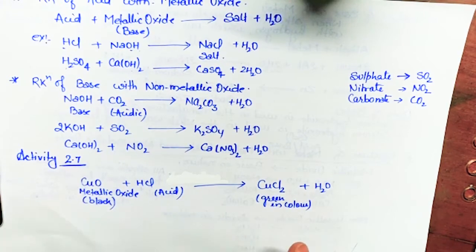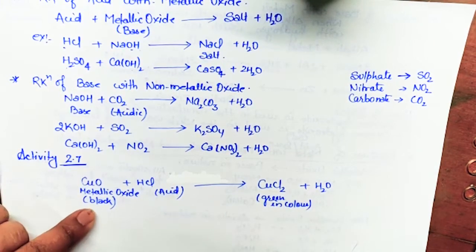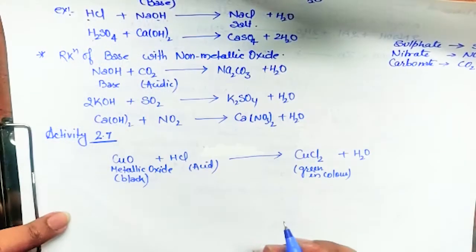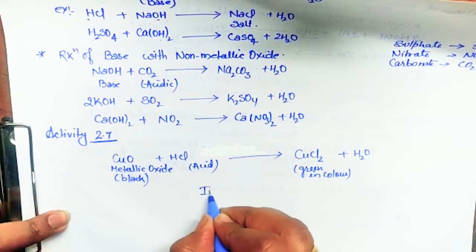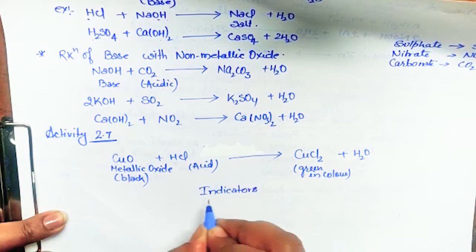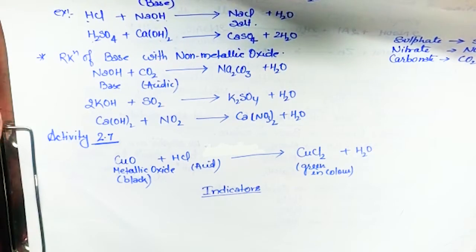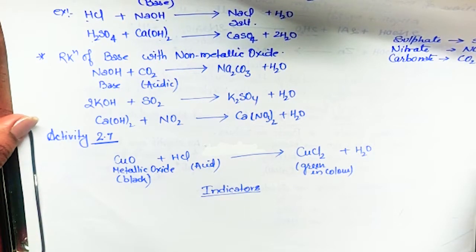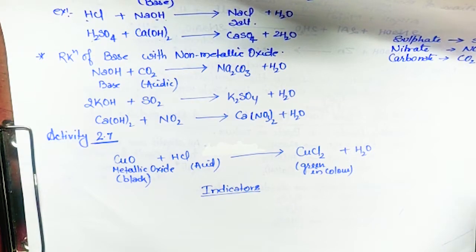So what is the color change during this process? The color changes from black to green. Now we will learn about indicators. For this, just go through this video clip. With the help of this video clip, you will better understand, and after this you have to make the table 2.1, which is given in your NCERT book.